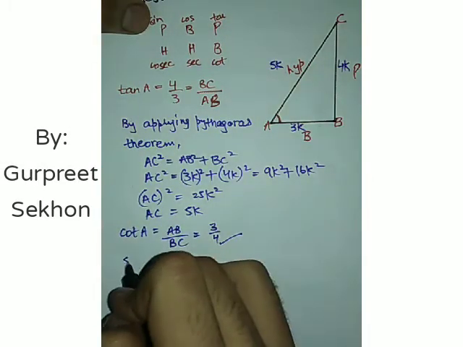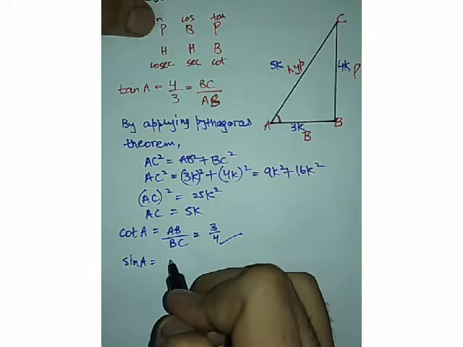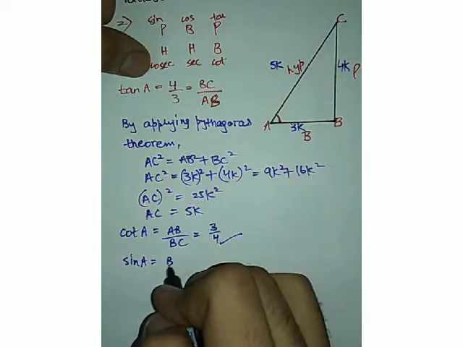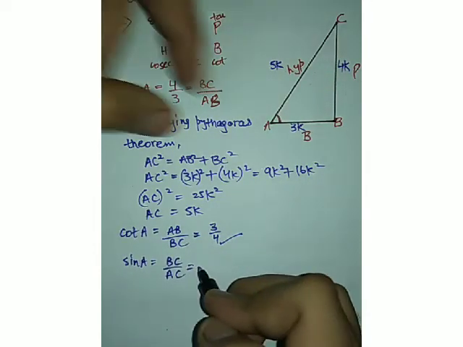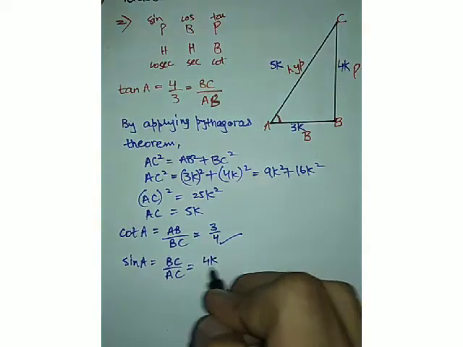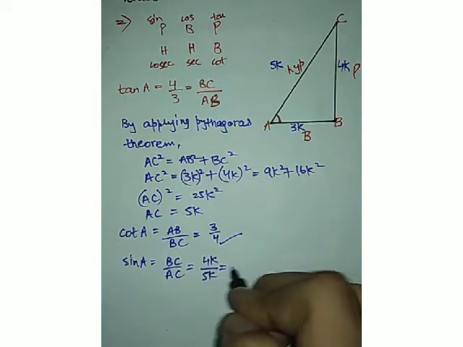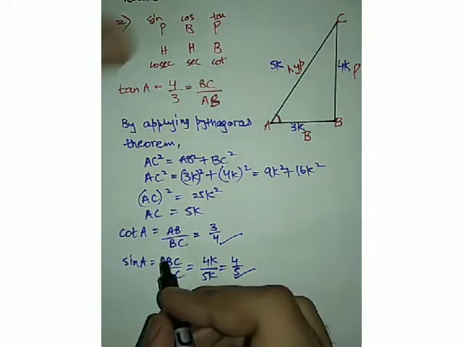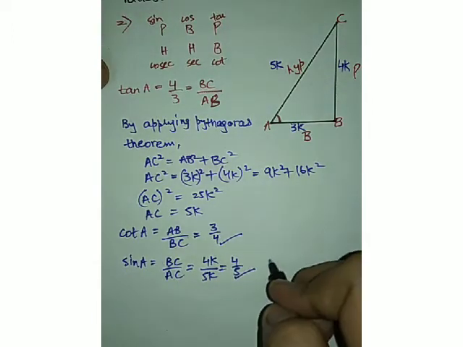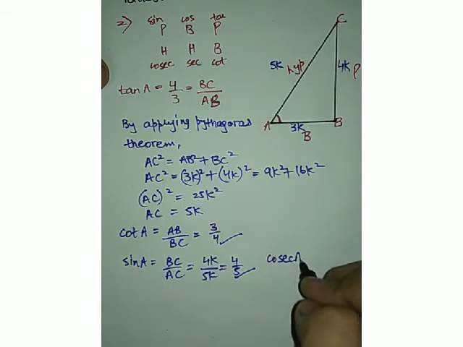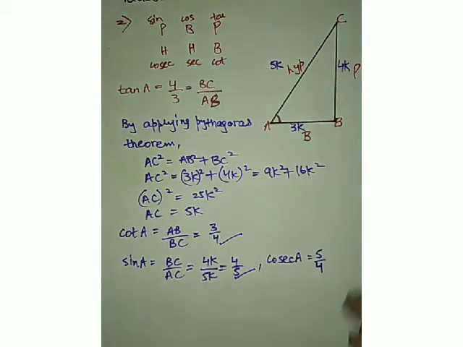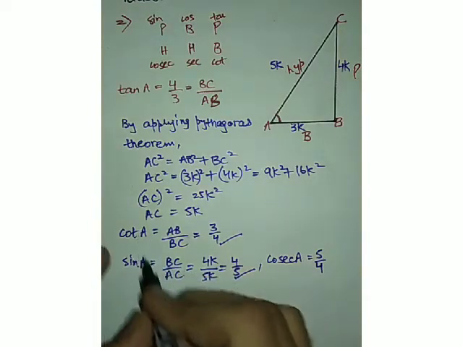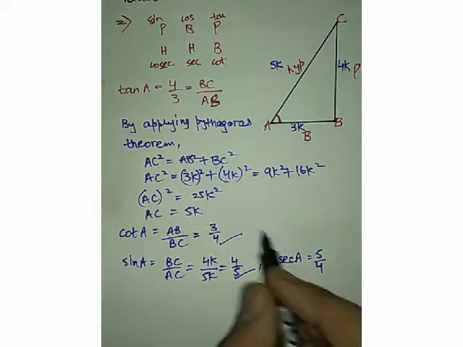What is sine equal to? Sine A is equal to P upon H, that is BC upon AC. Now what is BC? That is 4K. What is AC? That is 5K. Simply it will be equal to 4 upon 5. Now cosecant is reciprocal of sine. You can simply write cosecant A is equal to 5 upon 4. We have found cot, sine, cosecant and tan as well.